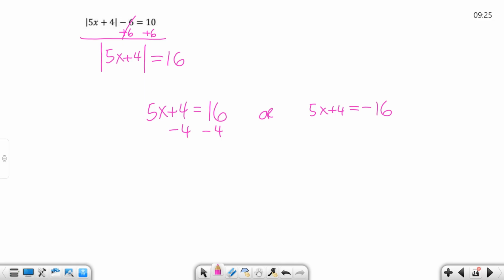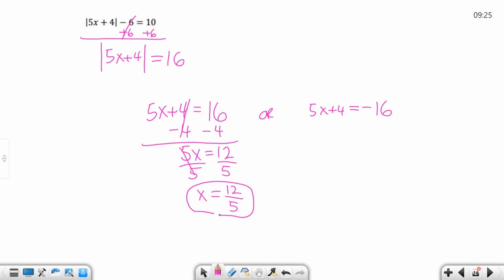Okay? So then, how do we solve this? We subtract 4 from both sides, so 5x equals 12. We divide both sides by what? 5, so x equals 12/5. Oops, I don't need to box that, because why? I have another equation that I need to sit here and solve over here, right?